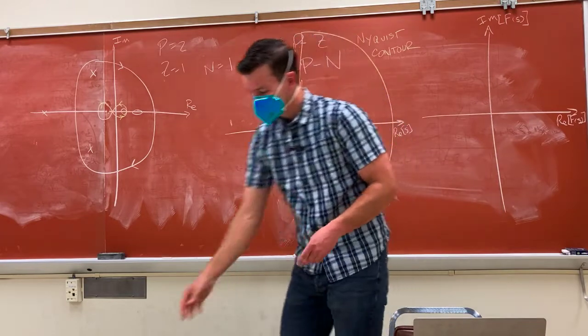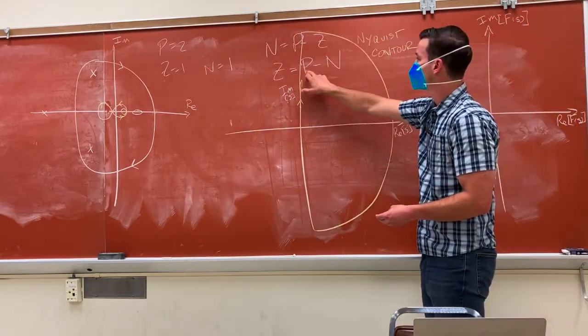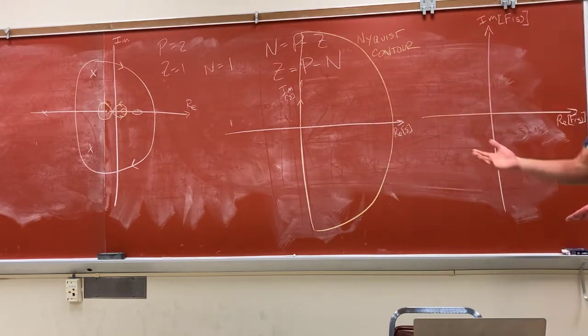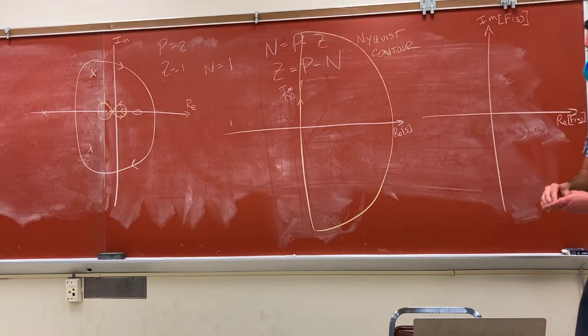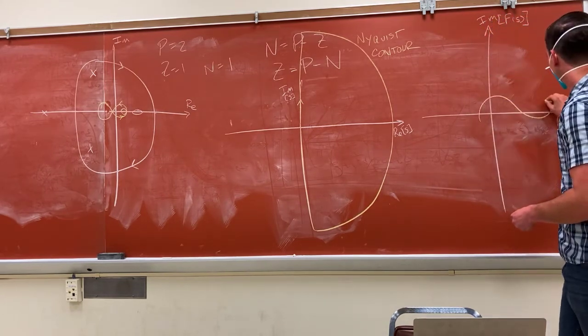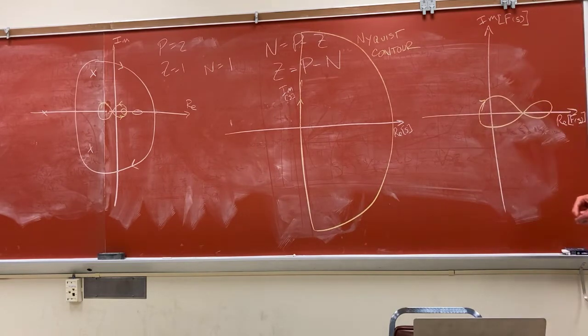Okay, so if we know that there are no poles of this f function inside this contour, i.e. strictly in the right half plane, and we know that the resultant looks something like this, how many zeros can we conclude lie in the right half plane?